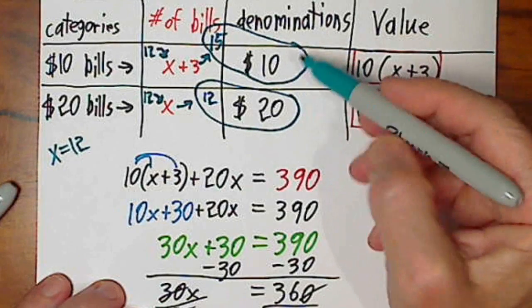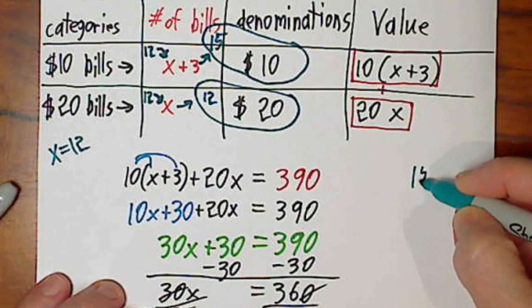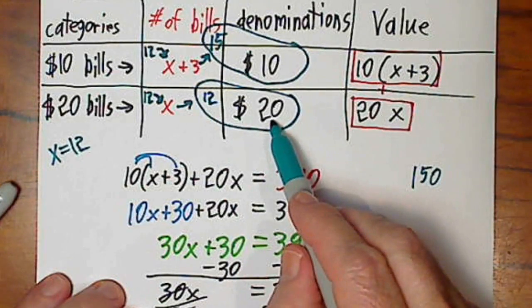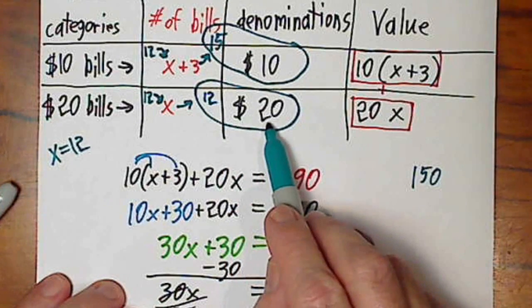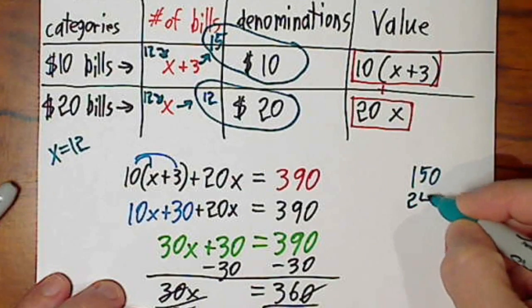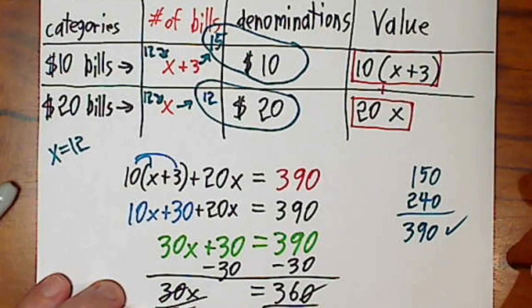And we can kind of check that real quick. 15 $10 bills, that's $150. 12 20s, 10 of them would be 200, and then 2 more would be 40, so that's 240. So there's our 390, all accounted for.